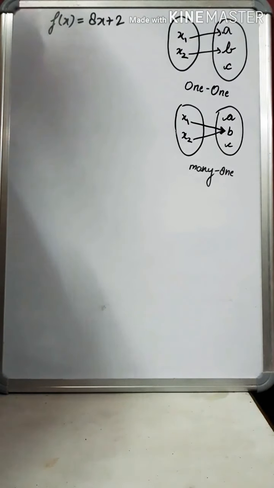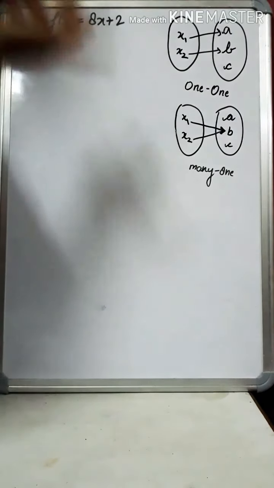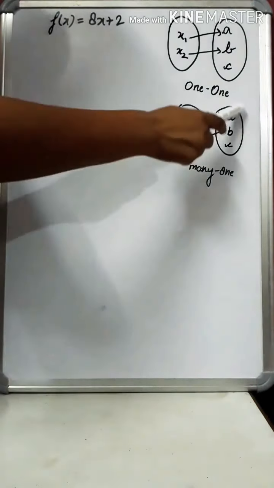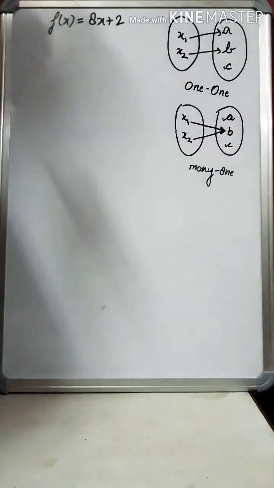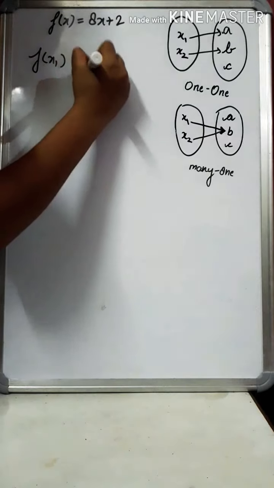See, basically when we are to prove if a function is 1-1 or not, we have to make an assumption. We cannot assume that our function is already a 1-1 function. We are going to assume that our function is a many-one function. Means something like this. We will assume that f of x1 is equal to f of x2.